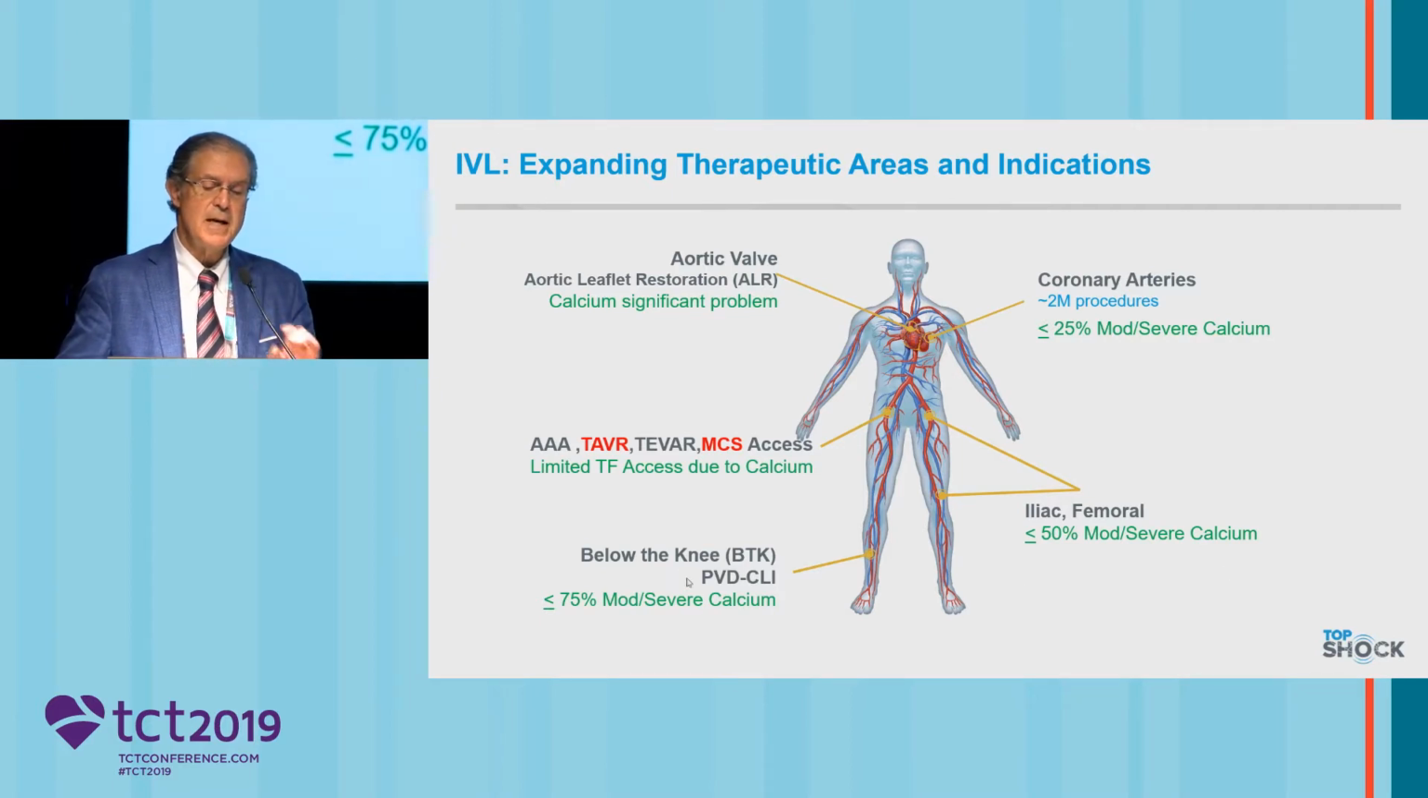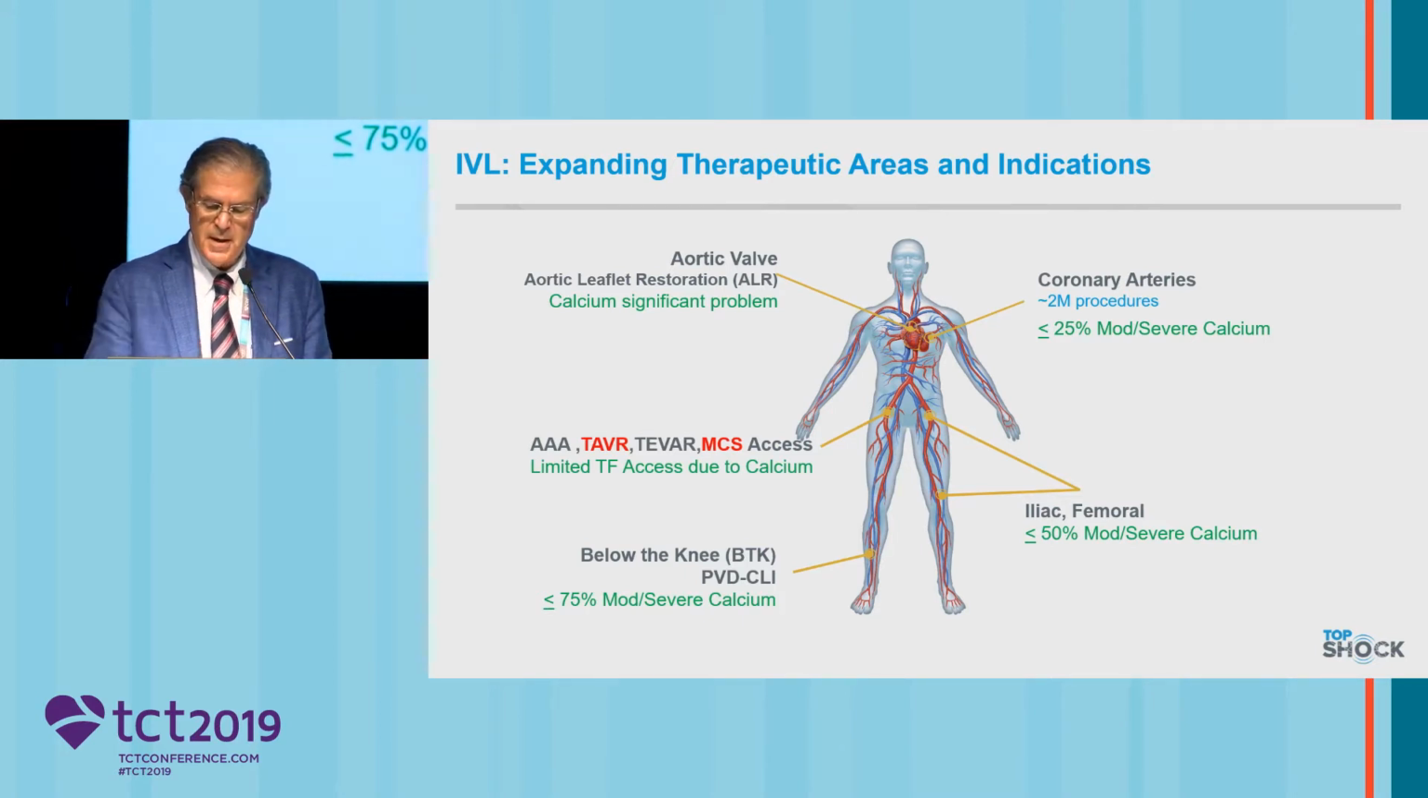If you look below the knee, and we saw a great case of PVD, CLI, up to 75% of these vessels are graded as having moderate to severe calcium. Over half these patients have diabetes. And in the coronary space, up to 25, even 30% in some reports are graded as having moderate to severe calcium. I think it's clear that the widespread distribution of calcium in the arterial tree will drive the expanding application of IVL across multiple circulations over time.